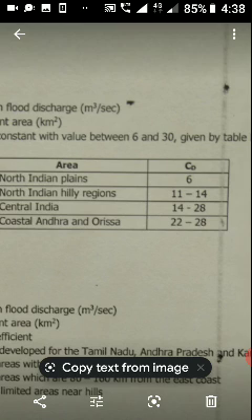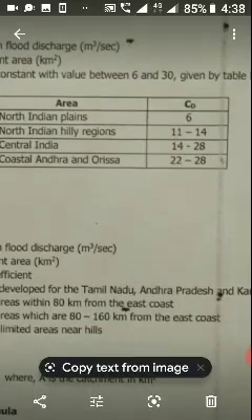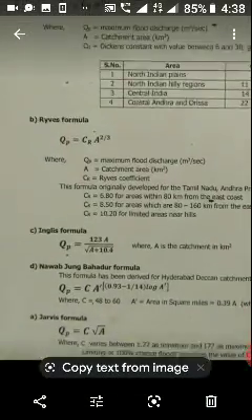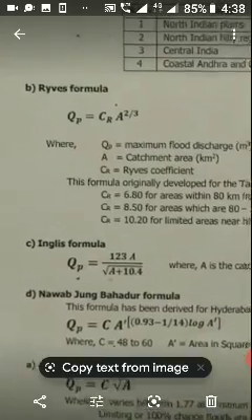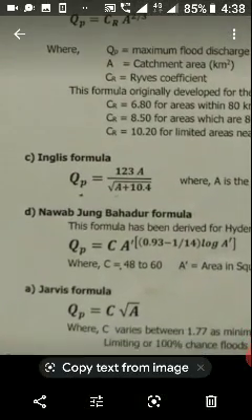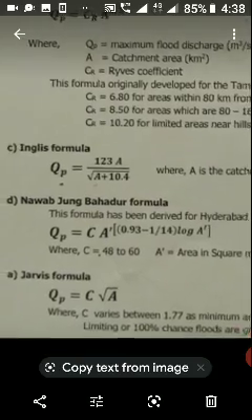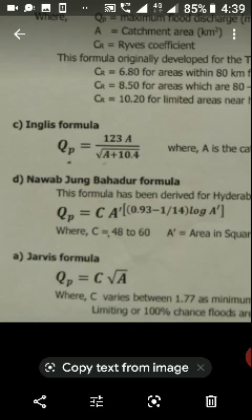that is 6 to 30 in northern Indian plains, North Indian hilly regions 11 to 14, Central India 14 to 28, and coastal Andhra and Orissa 22 to 28. Next you can see the Ryves formula, like this English formula and Nawab Jung Bahadur formula and the Jarvis formula.